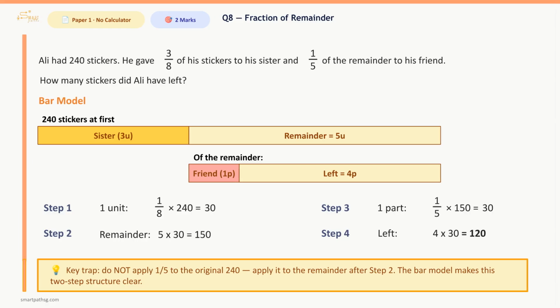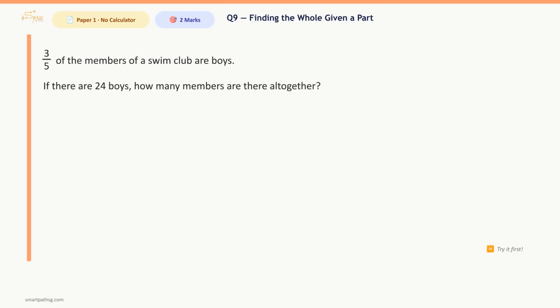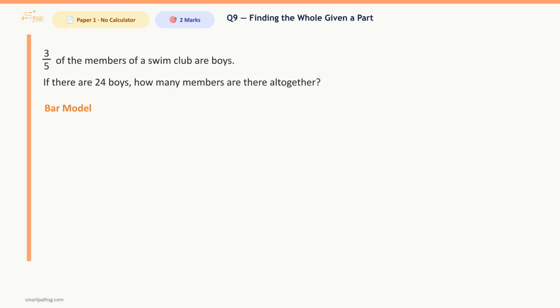original 240. Finally, let's tackle finding the whole given a part. If 3/5 of the members of a swim club are boys, and there are 24 boys, how many members are there altogether? When you see a problem where a fraction equals a number, you can think in terms of units. Let's draw a bar model to help visualize this question.